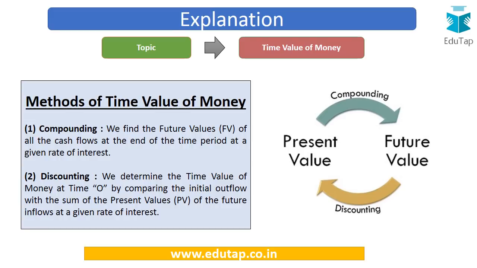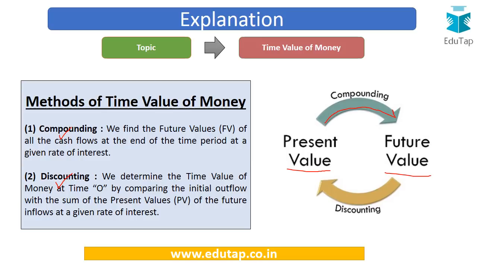Now friends, if you talk about the different methods of time value of money, there are popularly two methods employed. The first is compounding and the other one is discounting. Before reading this, let me take you to this image, and this will help you understand this concept very clearly. Present value is rupees 100, and future value is rupees 110. So if we have to arrive at rupees 110 from rupees 100, what do we do?